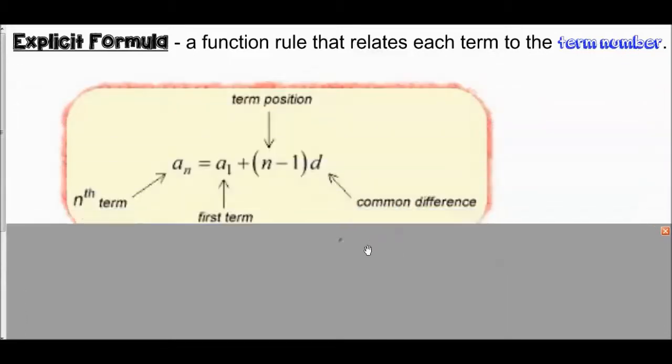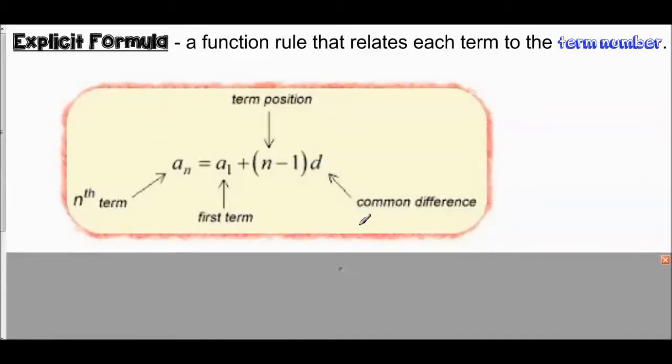The explicit formula is where you can find the 116th term. It's a function rule that relates each term to its actual term number. You want to copy this diagram down, and this is something that we're going to refer to quite a bit. I've pointed out each of the parts of this formula so we can keep everything straight. Where it says a of n, with n down there, that is the same thing as saying capital A of little n. It's just written different ways depending on where you look at it.